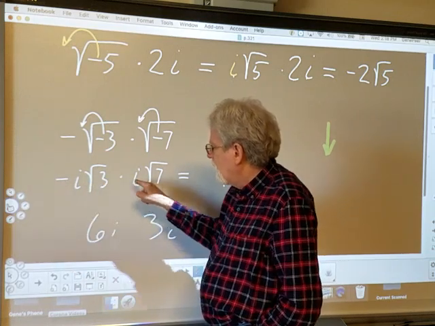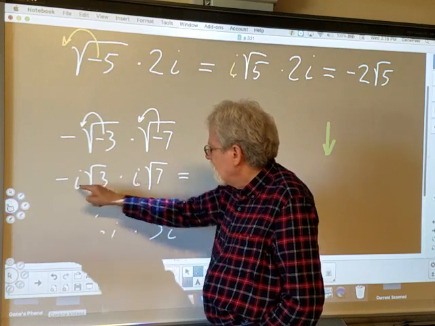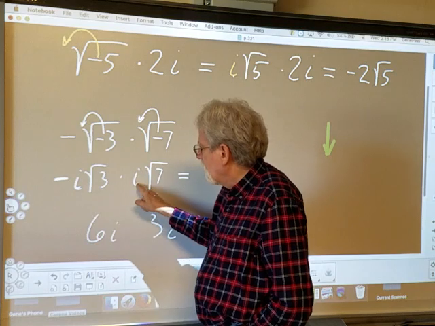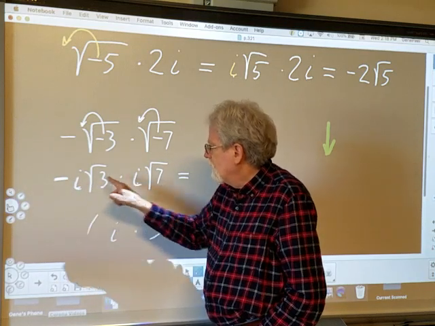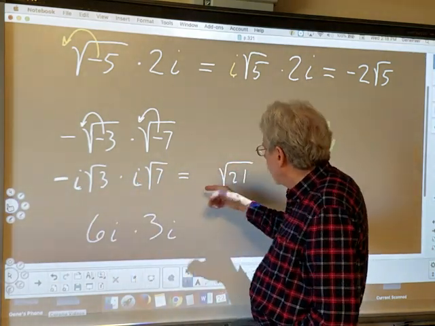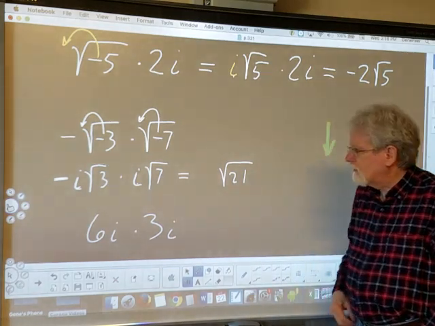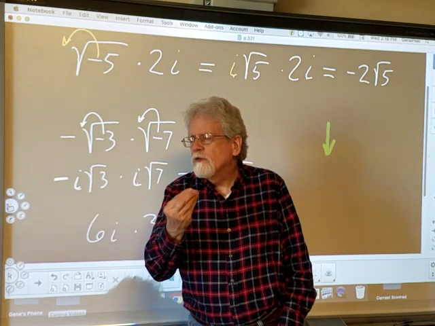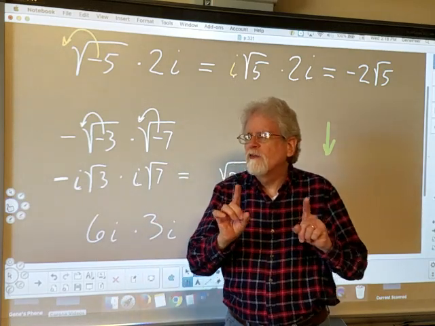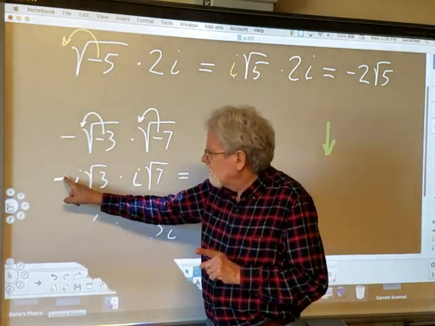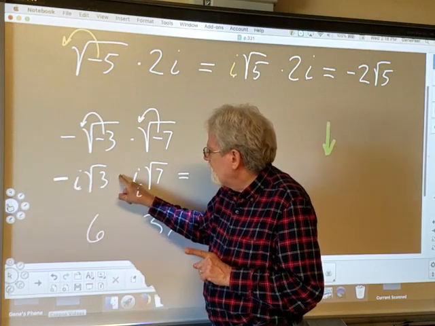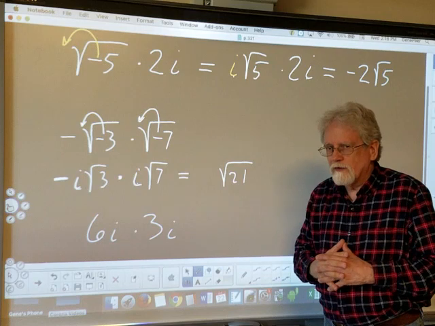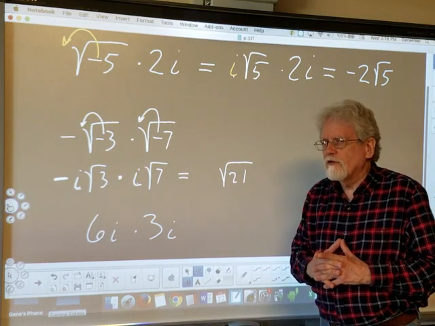i squared. i times i, negative 1. But then we're taking the opposite of i times i, the opposite of negative 1. It becomes positive 1, which I don't even need to write down, and I'm done. Notice what's weird about this. Only possible in the world of imaginary numbers. I take something that looks negative, multiply by something that looks positive, and I get a positive. Only happens with imaginary numbers.